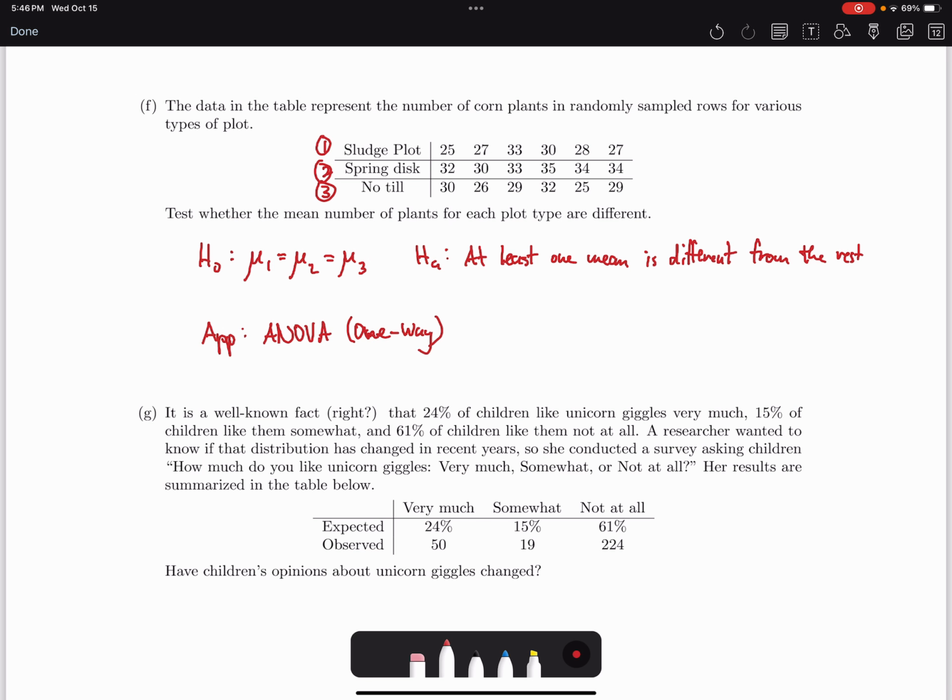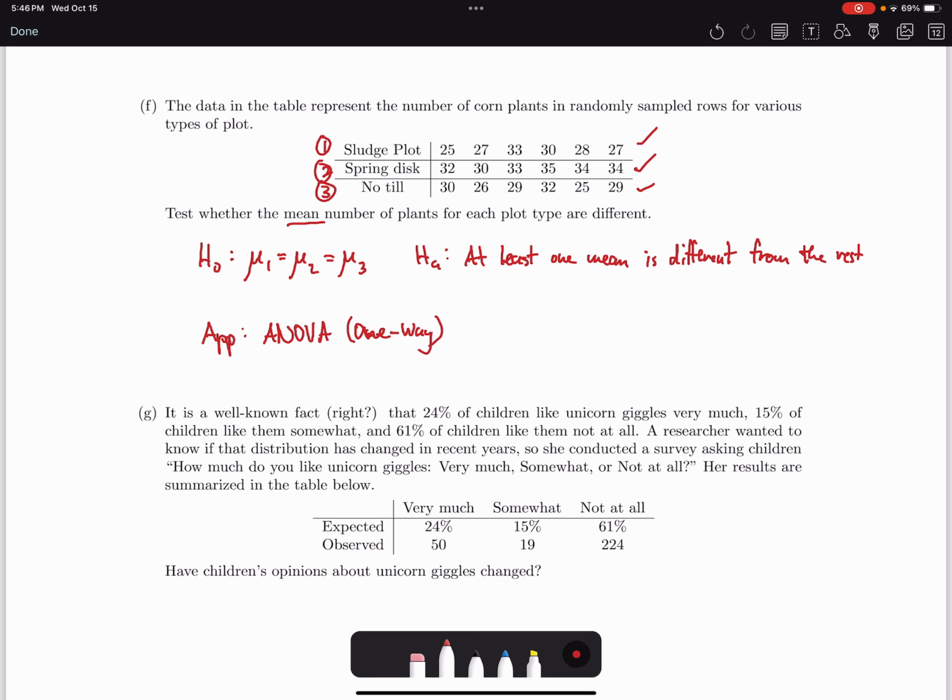Okay, these are the hypotheses that you should have for this one. We were told to test the mean, so right away we know we're testing means. Now, how many means are we testing? Well, it looks like we've got three groups, right? Sludge plot, spring disk, and no-till. So the null hypothesis is going to be mu1 equals mu2 equals mu3. And the alternative is that at least one of those is different from the others. When you're testing more than two means, you run an ANOVA. And that's what the app is called in Art of Stat. So the app that we use is the ANOVA one-way app.